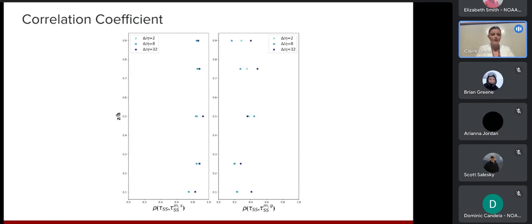Another thing that I wanted to point out, particularly with the similarity model, is that it appears there's more correlation at the larger filter widths. And again, I think that's probably because you're filtering over such a large scale. A filter width of size 32 is about a quarter of your domain. And so you're just filtering over such a large scale that you're getting those large scale features. And so that's going to influence the results.